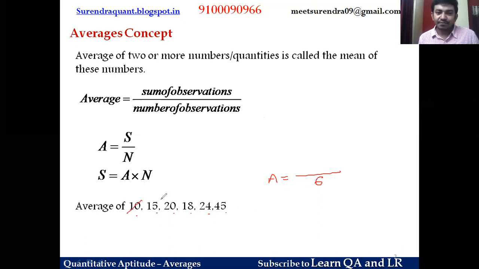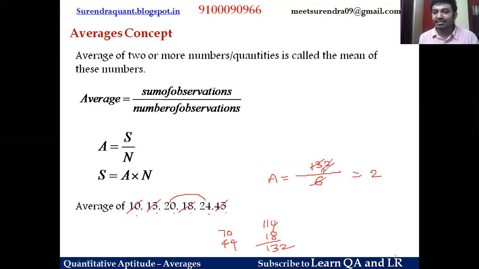So 10 plus 15 is 25. 25 plus 45 is 70. And 20 plus 24 is 44, so the sum is 114. And if you add this 18, 114 plus 18 is 132. Friends, the sum of all the terms is 132 and the number of terms is 6. So average equals sum of terms by number of terms. 6 times 22 is 132, so the average of all the terms is 22. So this is a basic understanding.